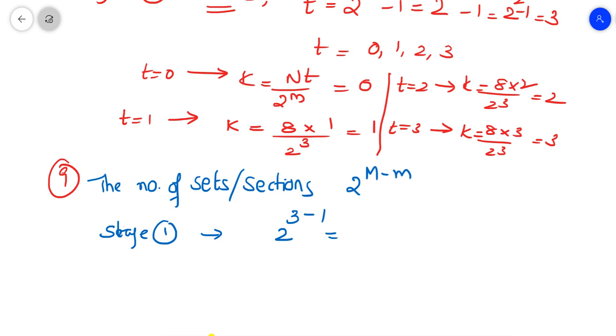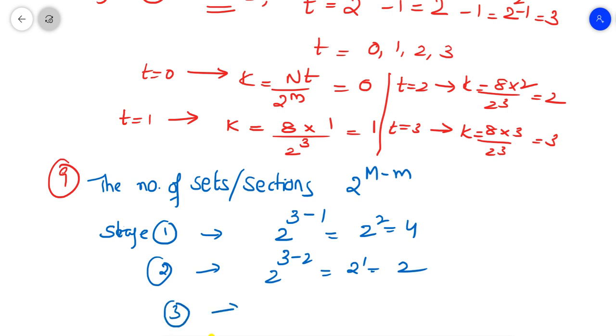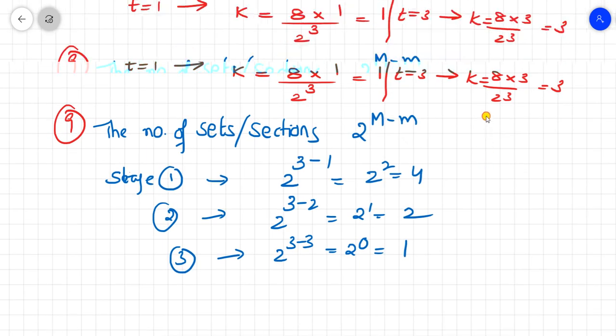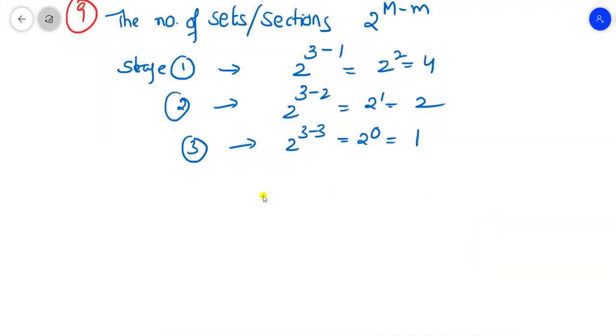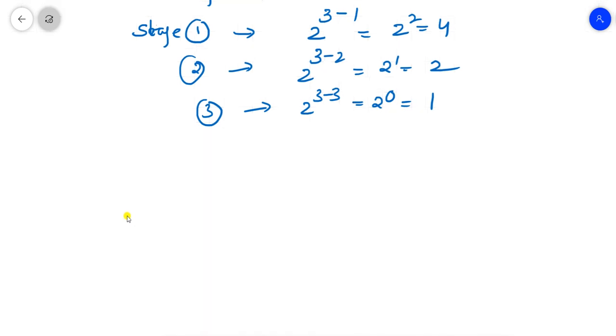So the total number of butterflies are how many? 4 only. For stage 2, again the same one, 2 to the power of 3 minus 2, that is equal to 2 power 1, that is 2 butterflies only. For stage 3, 2 power 3 minus 3, that is equal to 2 power 0, that is equal to 1. So the total number of sets or sections of butterflies required: in stage 1, 4 butterflies, in stage 2, 2 butterflies, in stage 3, only 1 butterfly.